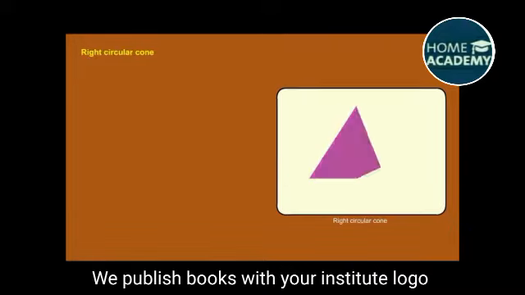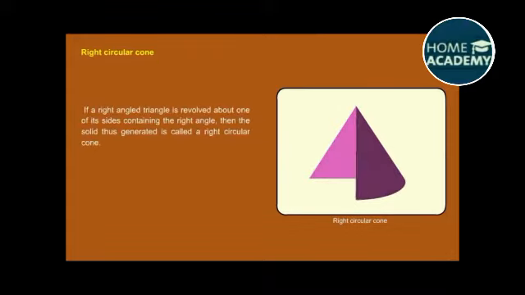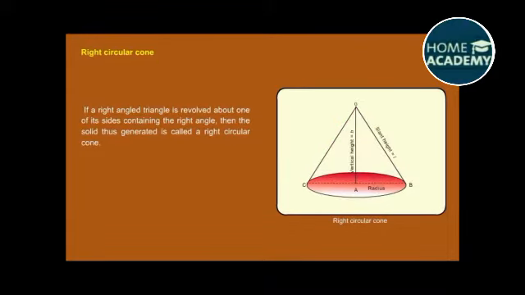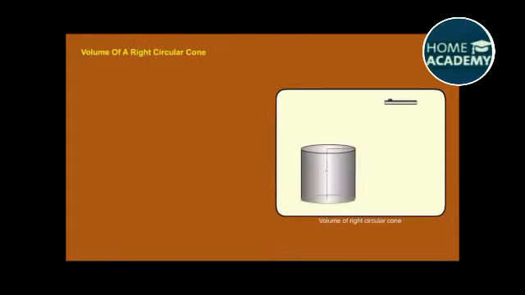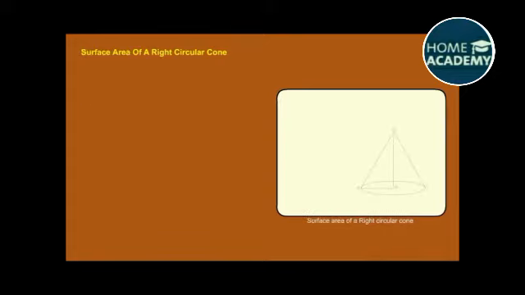Right circular cone. If a right-angled triangle is revolved about one of its sides containing the right angle, then the solid thus generated is called a right circular cone. Volume of a right circular cone. Volume of a cone is equal to 1 upon 3 pi r squared h.